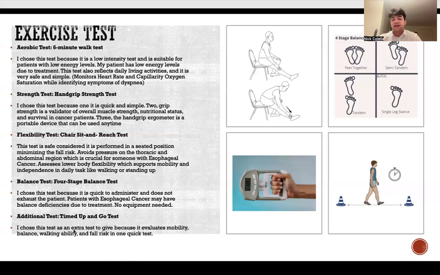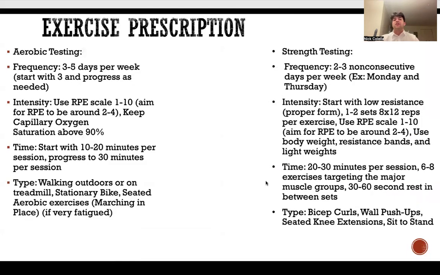I chose this test as an extra test to give because it evaluates mobility, balance, walking ability, and/or fall risk. So for aerobic testing, I would do 3 to 5 days per week. Start with three and progress as needed. Intensity, I would use the RPE scale 1 to 10. At the beginning of this exercise prescription, RPE should be around 2 to 4. Keep capillary oxygen saturation above 90.